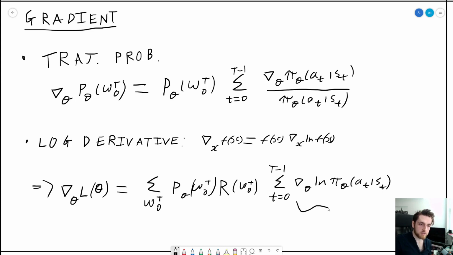This derivative of the log of the policy is sometimes called the eligibility, or the eligibility vector. We'll just call it the eligibility for brevity.